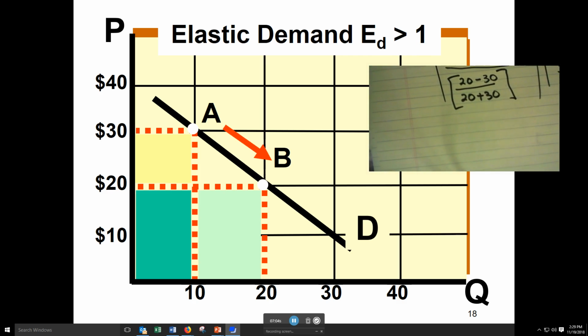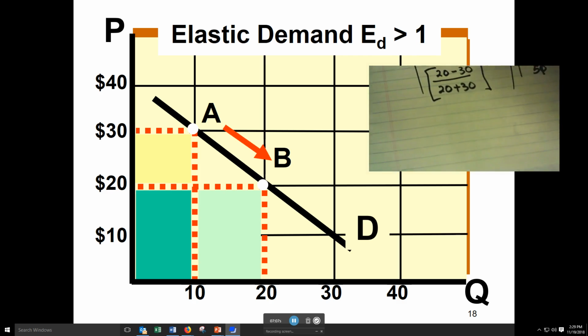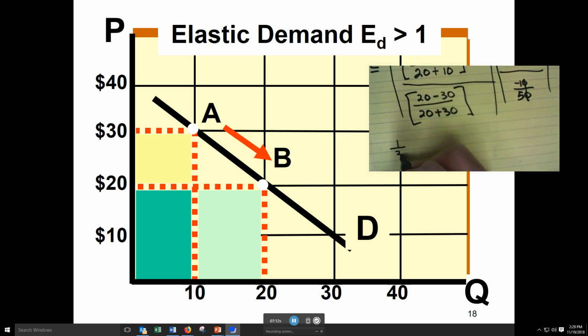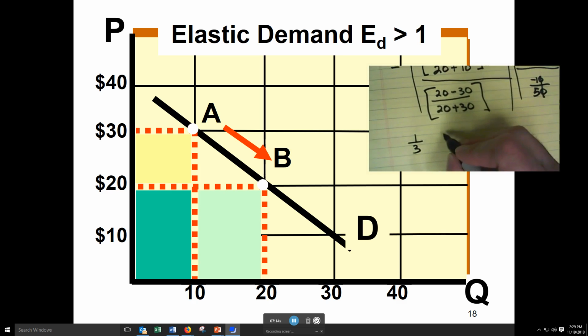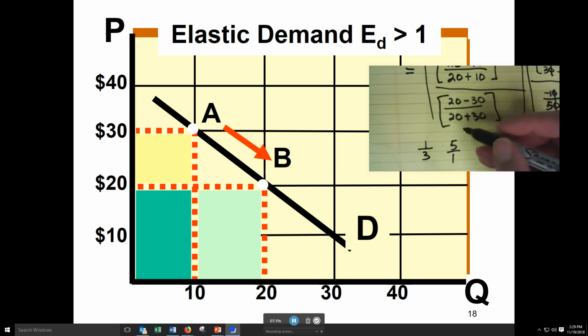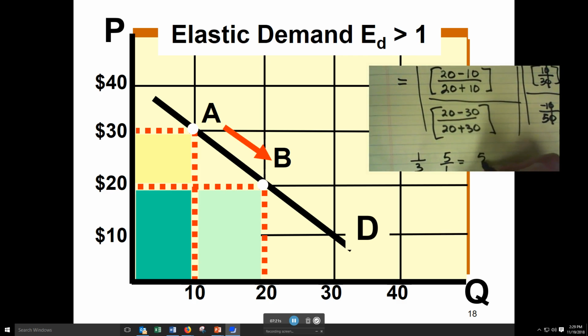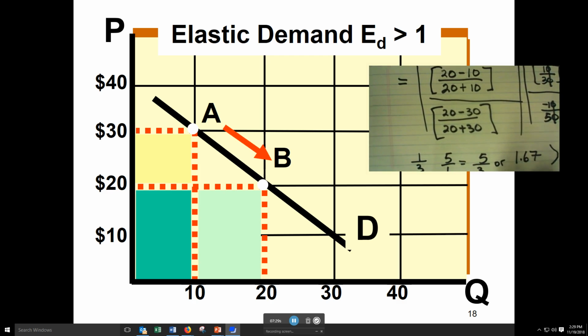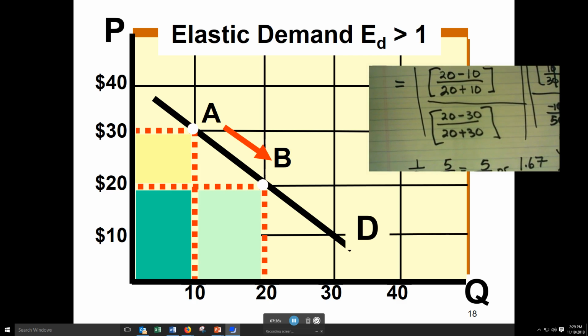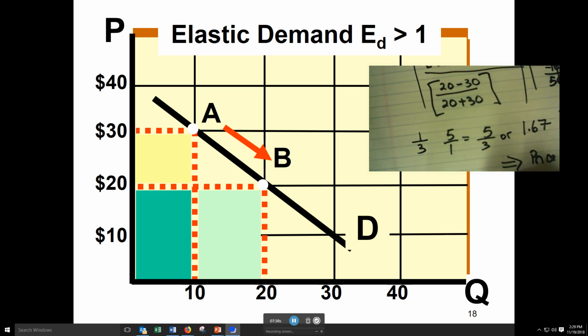If you have a fraction divided by a fraction, you can invert and multiply. So we're going to take 1 over 3. We take the denominator, we invert it and multiply. 5 over 1, and I've taken the absolute value of this. I got rid of the negative sign. That is equal to 5 over 3, or 1.67. That is greater than 1. Therefore, we said that this is price elastic, or we have elastic demand.